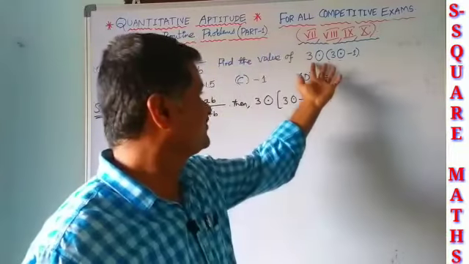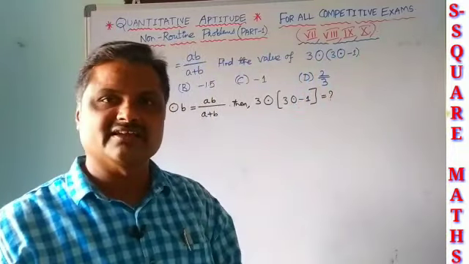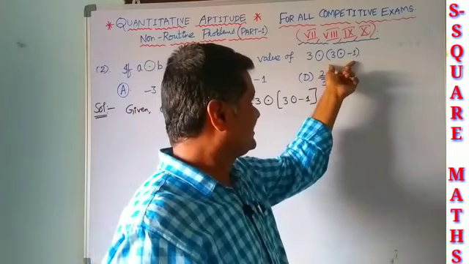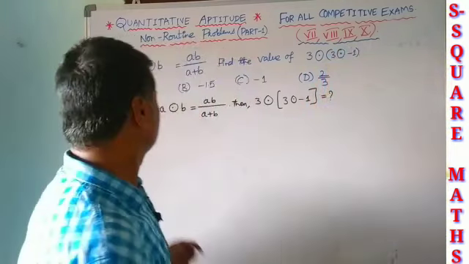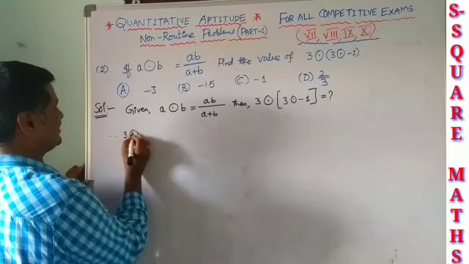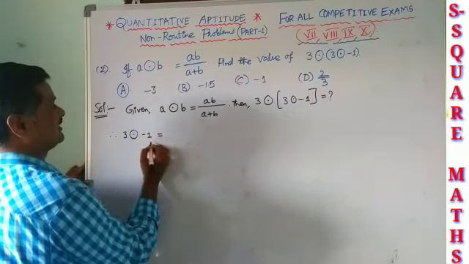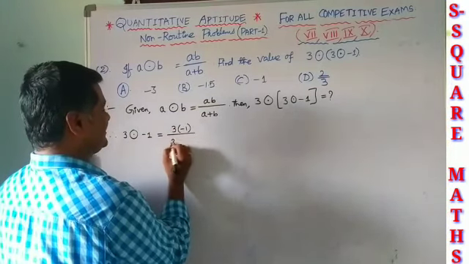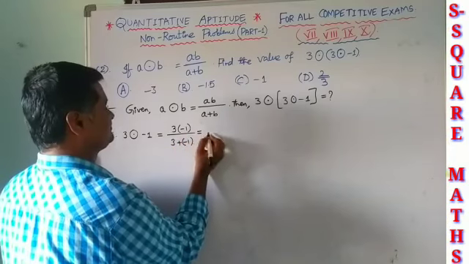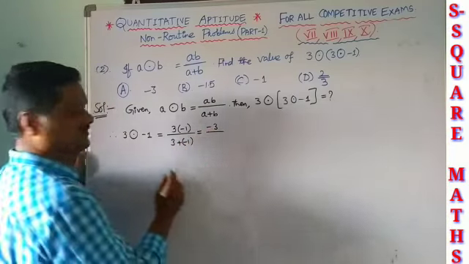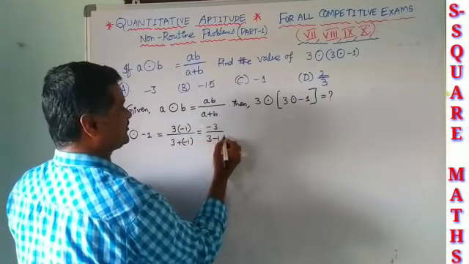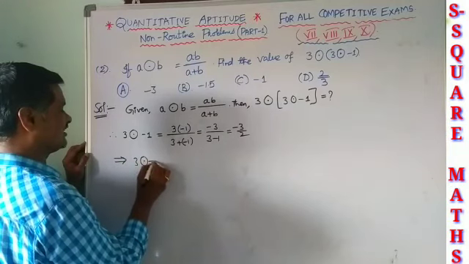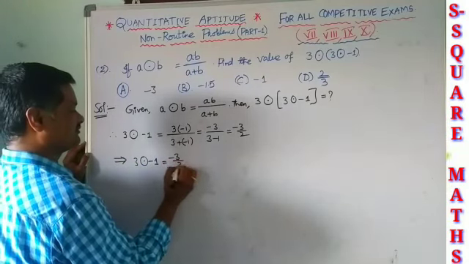To get the value of this, you know very well, according to our BODMAS rule, whatever it may be, you have to perform the bracket first. So we perform 3 circle dot minus 1. It is defined as AB by A plus B, so 3 into minus 1 by 3 plus minus 1. 3 into minus 1 is minus 3. 3 minus 1 is 2. So minus 3 by 2. This implies 3 circle dot minus 1 is equal to minus 3 by 2.